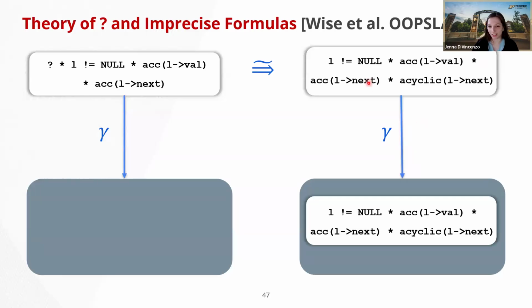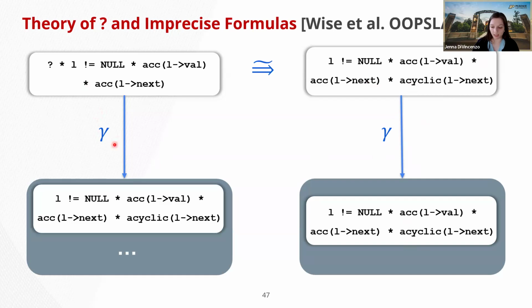There's no information missing here. We don't want it to be able to represent more things, because it's as precise as it possibly can be. And then we know what applying gamma to an imprecise formula is. It's an infinite set with an infinite set of specific precise formulas.